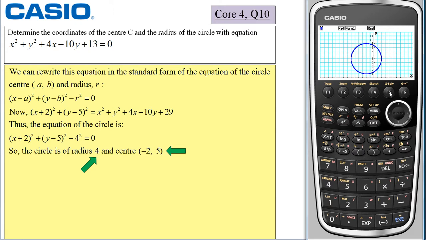So I can use the G-solve menu, F5, and if I select F1, it confirms the centre to be minus 2, 5. And again, if I use G-solve, the radius is under F2, and that gives me radius r equals 4. So both of these have confirmed my calculations.